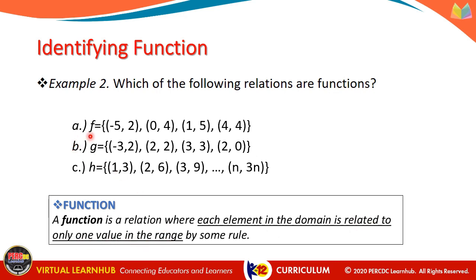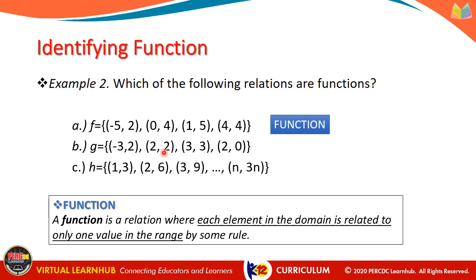So for letter A, f equals (-5, 2), (0, 4), (1, 5), (4, 4), we can see that for each value of x, there is only one unique corresponding value of y. Thus, it is a function. But for letter B, g equals (-3, 2), (2, 2), (3, 3), (2, 0), we can see that the x value 2 corresponds to two y values, 2 and 0.